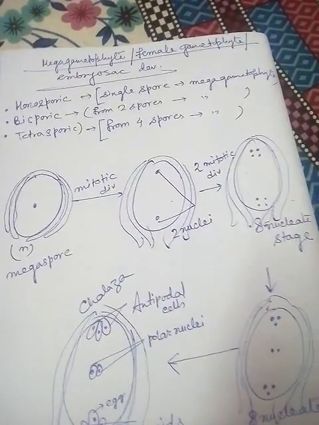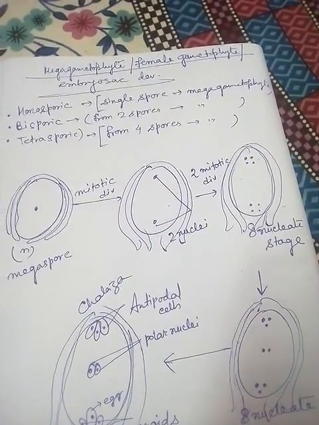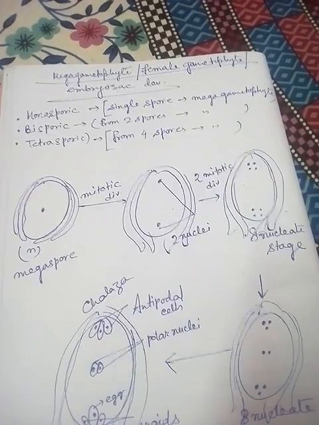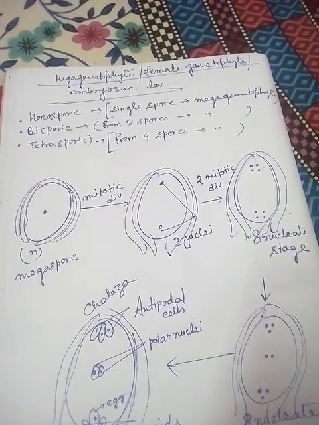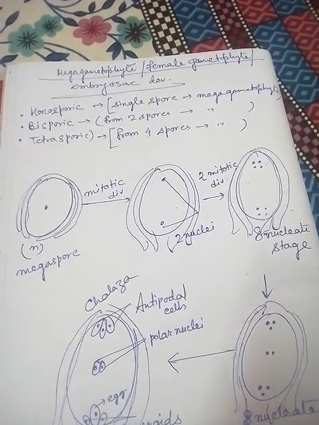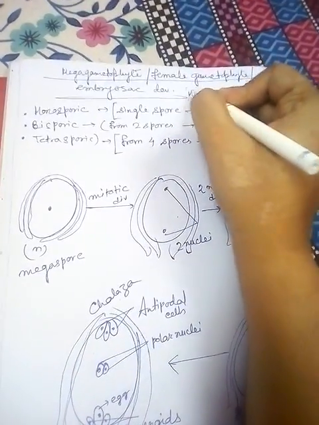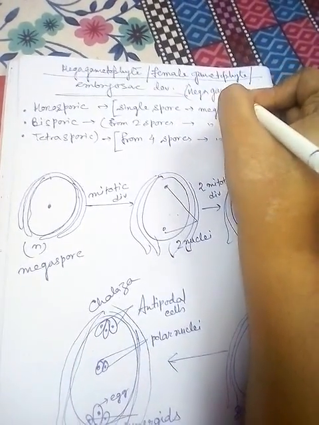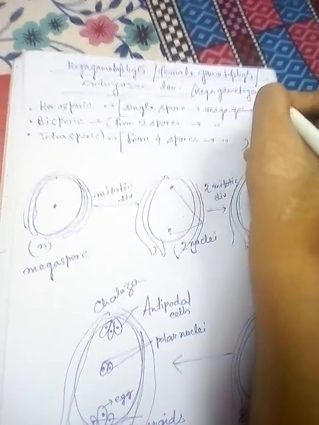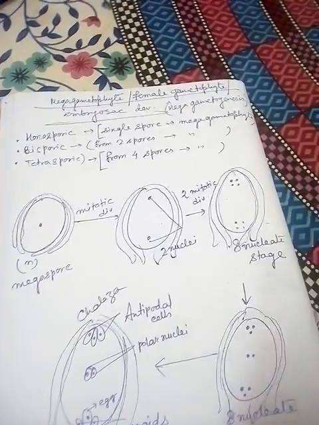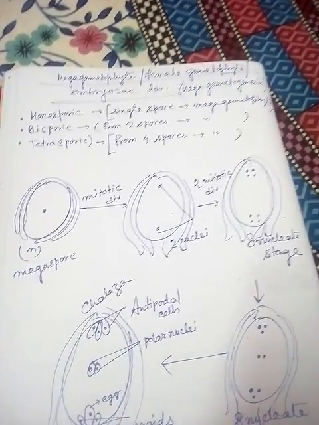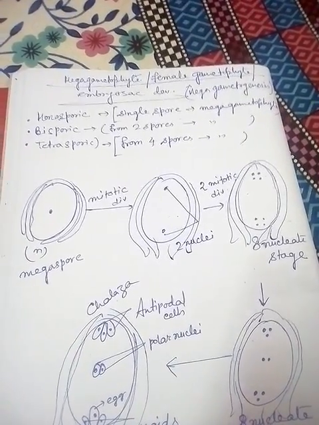In this video, I will discuss the megagametophyte or female gametophyte development. It is known as megagametogenesis. Megagametogenesis is the process of development of the megagametophyte or female gametophyte. The female gametophyte is also known as the embryo sac.